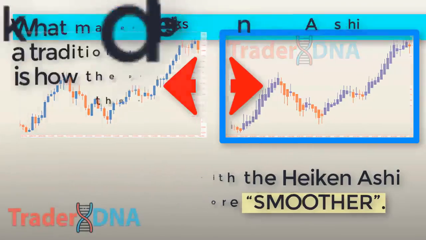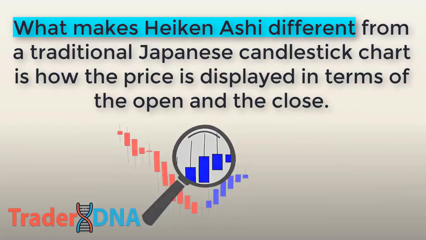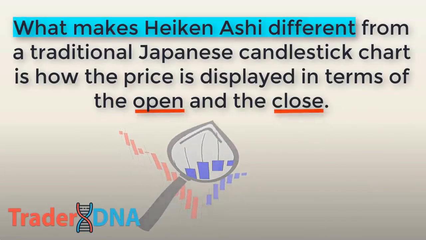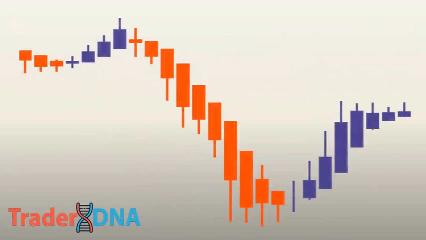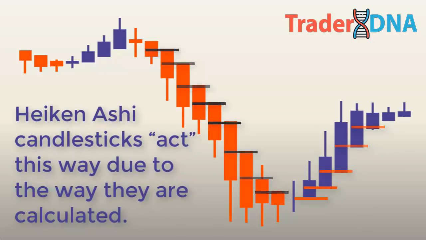What makes Heiken Ashi different from a traditional Japanese candlestick chart is how the price is displayed in terms of the open and the close. If you look closely at the Heiken Ashi chart, you'll notice that each of the Heiken Ashi candlesticks start from the middle of the candlestick before it and not from the level where the previous candlestick had closed. Heiken Ashi candlesticks act this way due to the way they are calculated.